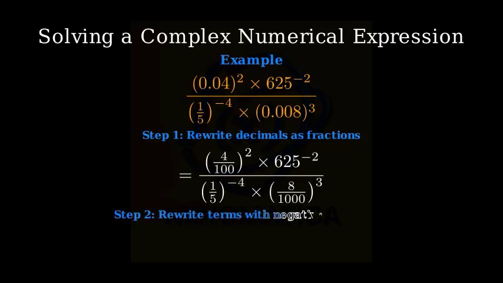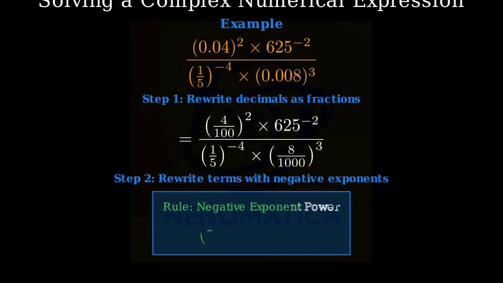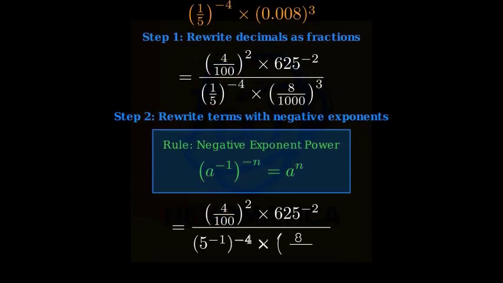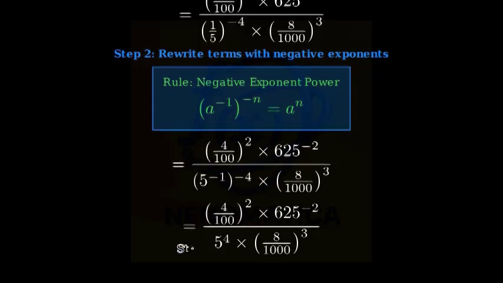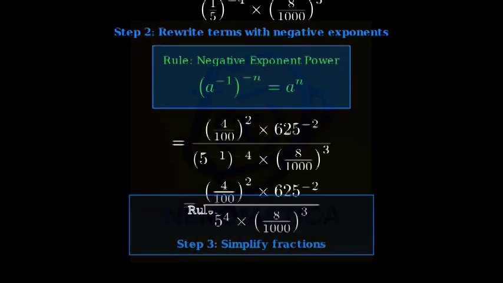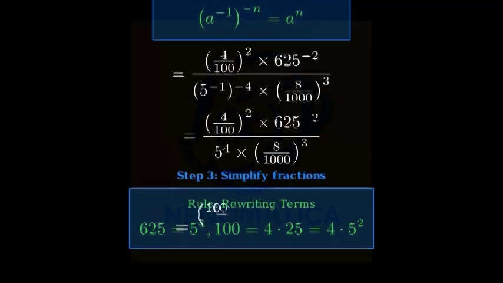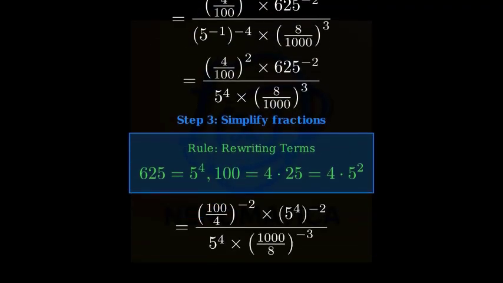Now, let's rewrite 1/5 to the negative fourth power. This is equivalent to 5 to the negative first power to the negative fourth power, which equals 5 to the negative first times negative 4, or 5 to the fourth power. Next, let's rewrite the expression to better work with the exponents. Notice that 100 is equal to 4 squared, and 1,000 equals 8 cubed divided by 8. 625 is 5 to the fourth power.